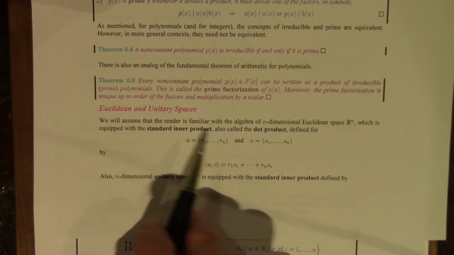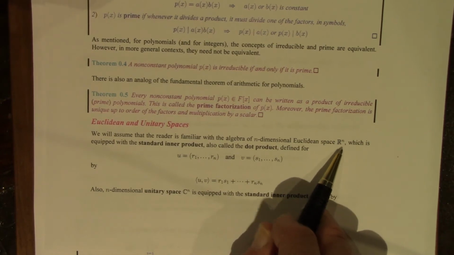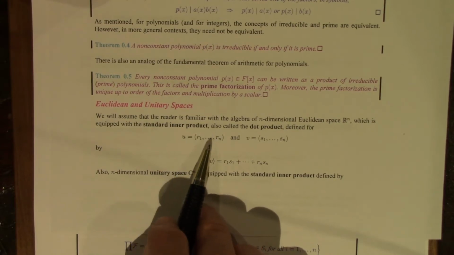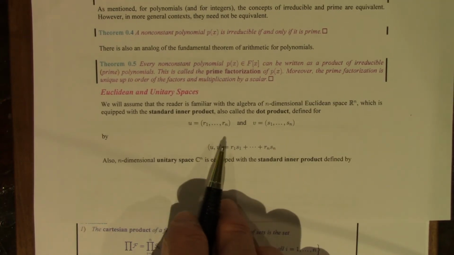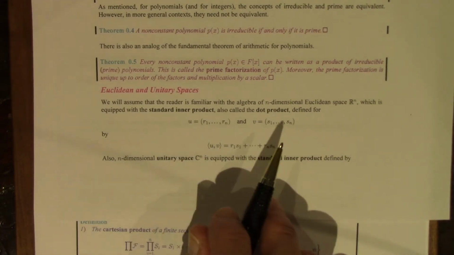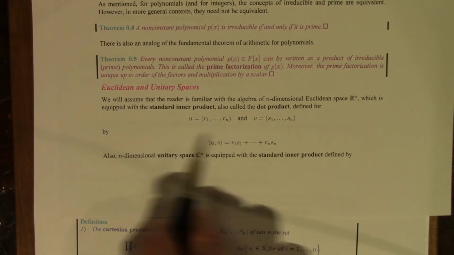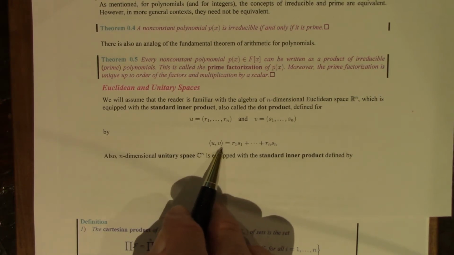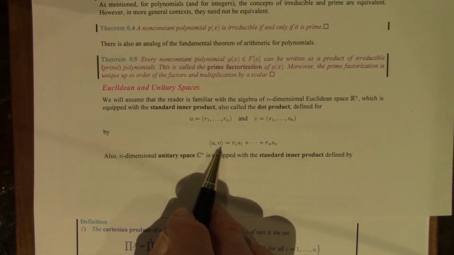Euclidean and unitary spaces. I'm going to assume you're familiar with Euclidean space of dimension n, Rn. The elements of Rn, the vectors in Rn, are ordered n-tuples, and there is a standard inner product, sometimes called the dot product, and it's defined this way. We're going to use this symbol for the dot product or inner product on Rn, and for other inner product spaces when we discuss them later in the course.